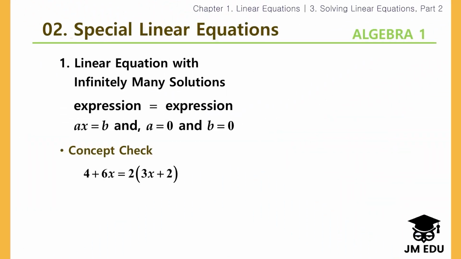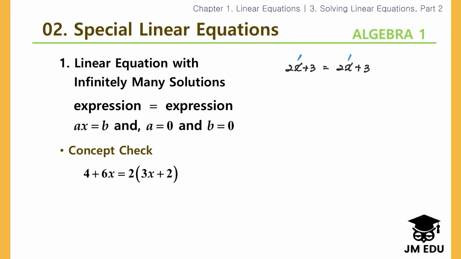In this video, we're going to study special linear equations. The linear equation has infinitely many solutions if the expression on the left-hand side is exactly equal to the expression on the right-hand side. Let's say we have 2x plus 3 on the left-hand side and 2x plus 3 on the right-hand side. This means for all values of x, 2x plus 3 is always equal to 2x plus 3, right?